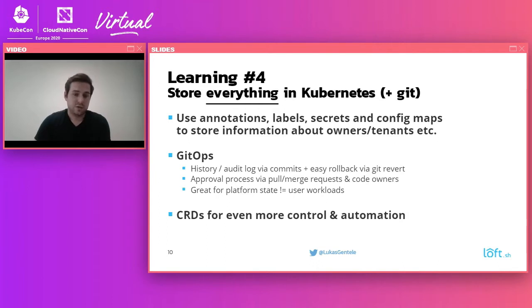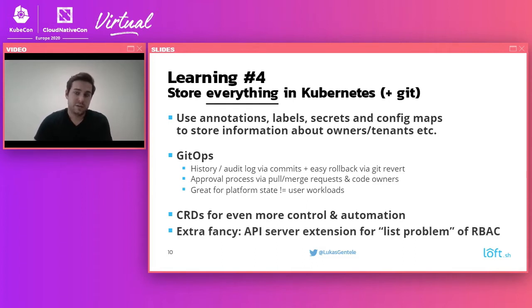And if you want even more control over what's happening in your cluster, you can always write a controller, introduce CRDs, custom resource definitions, and extend Kubernetes. Tell Kubernetes, this is a tenant for us, for example, right? And those are the tenant limits that could be objects in your platform that you're creating. And if you're going extra fancy, you can even write an API server extension to solve the list problem.